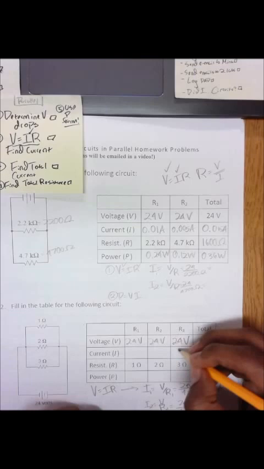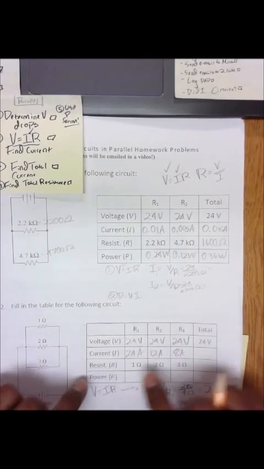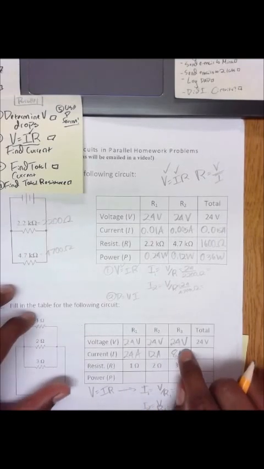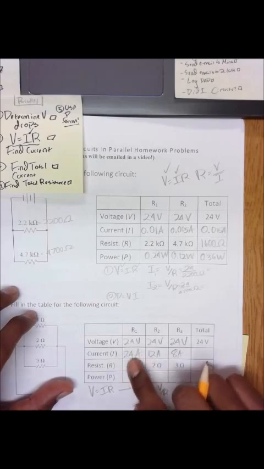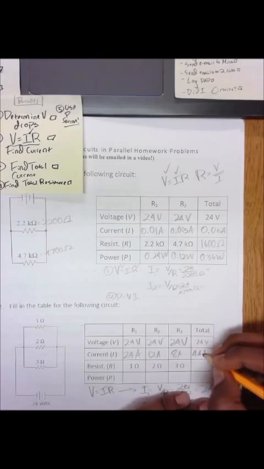And so the total current has to be the sum of each of those currents together, the sum of all the currents combined. So we have 24 plus 12, which is 36, plus 8 is 44. So there's a total of 44 amps of current running through the circuit.